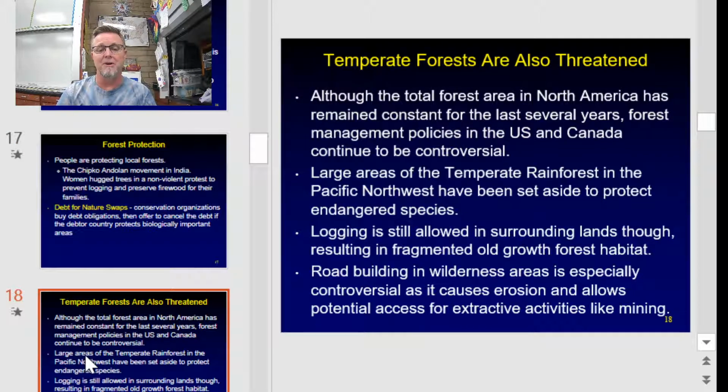Temperate forests are also threatened. Although the total forests in North America has actually remained constant for the last several years, forest management policies in the US and Canada do continue to be controversial.